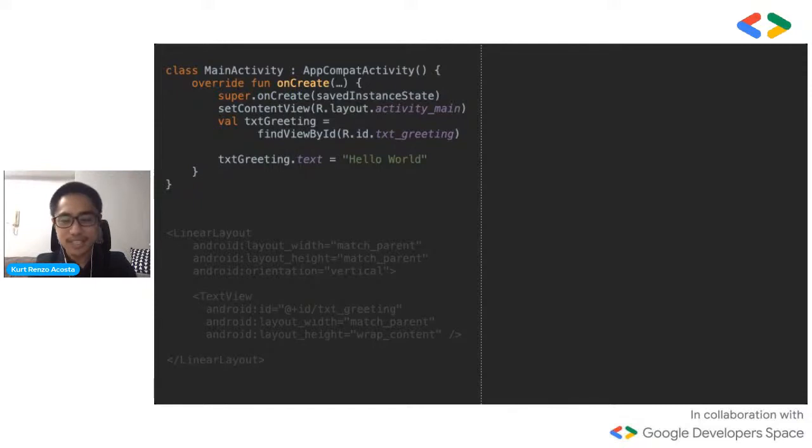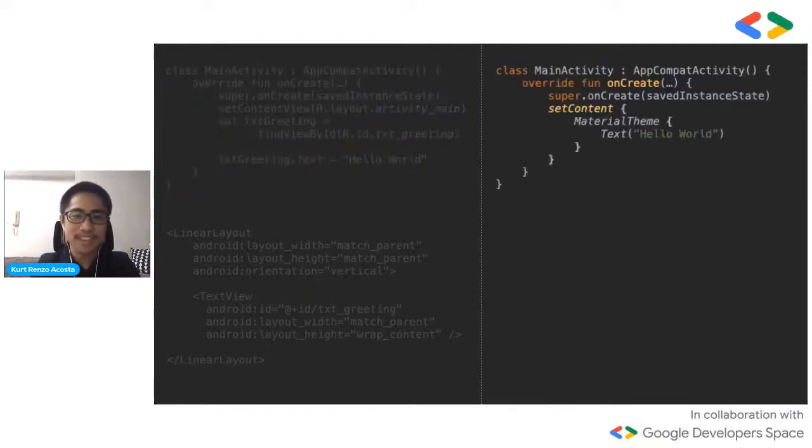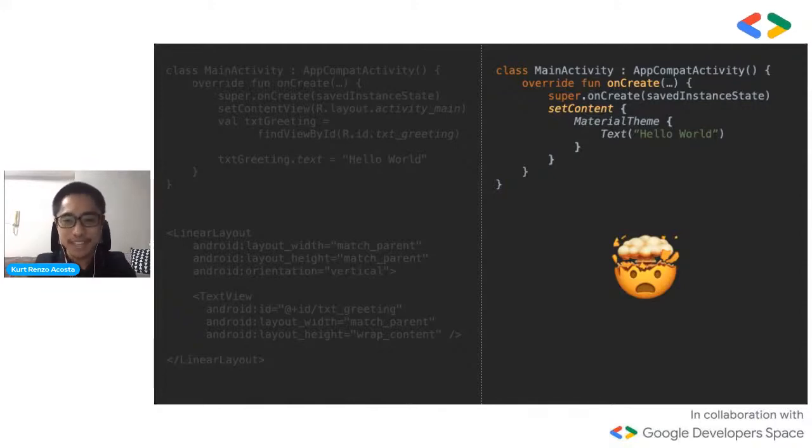But how does this look in Compose? This is all you need. I just set my content. I have a material theme, and I have a text saying hello world. I don't know about you, but the first time I saw this, I was literally mind blown. This is what we need for Compose? I've been doing this so tediously before. It's just really fun to always showcase this example, and with this we reduce the code.